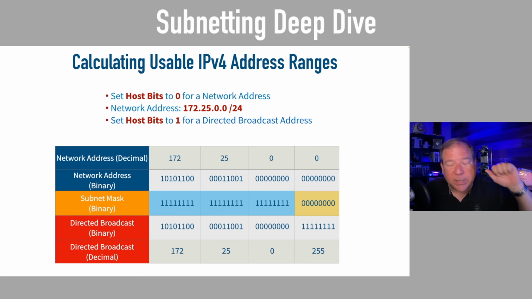Please put it in your notes if you didn't already know this. You cannot assign the network address, where all host bits are 0s. You cannot assign the directed broadcast address, where all host bits are 1s.